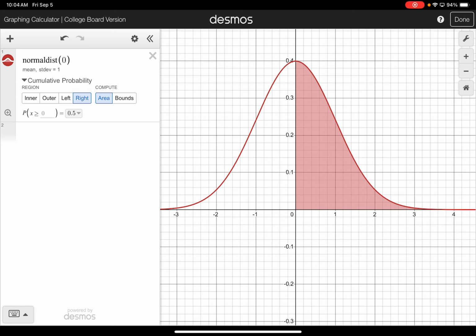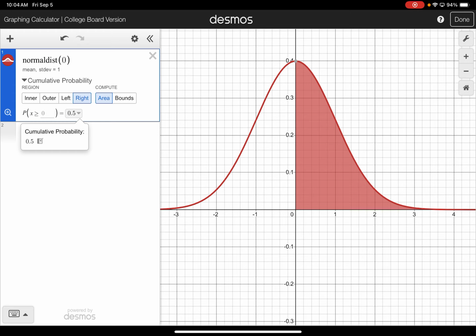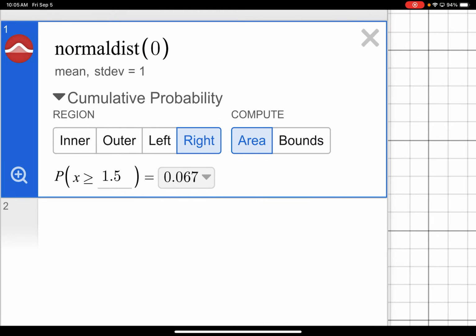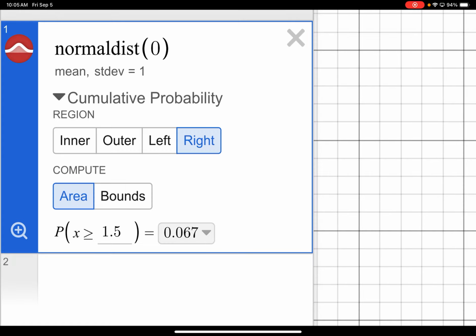Now, you do get to give it some bounds. I can come in and say, I want the X to be greater than 1.5 standard deviations. And it's going to tell me that that area is 0.067. So this function works just like normalcdf. I would imagine if you had this as your work, instead of normalcdf, you're probably going to have to write normal distribution. I would still write standard deviation, so I put on your paper that you'll probably need 0,1. So I would put 0,1. And then you're going to have to include whatever the probability statement is that you're doing or a picture.